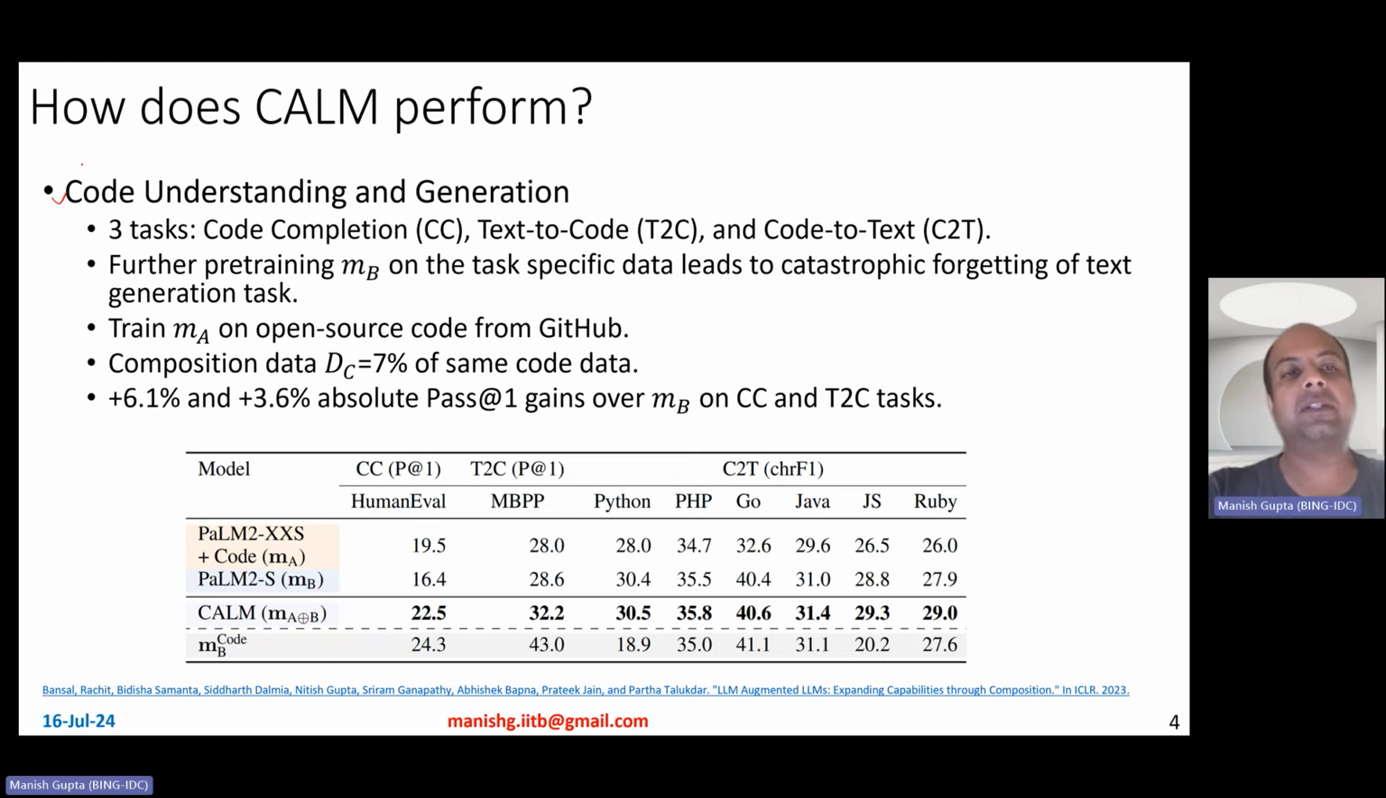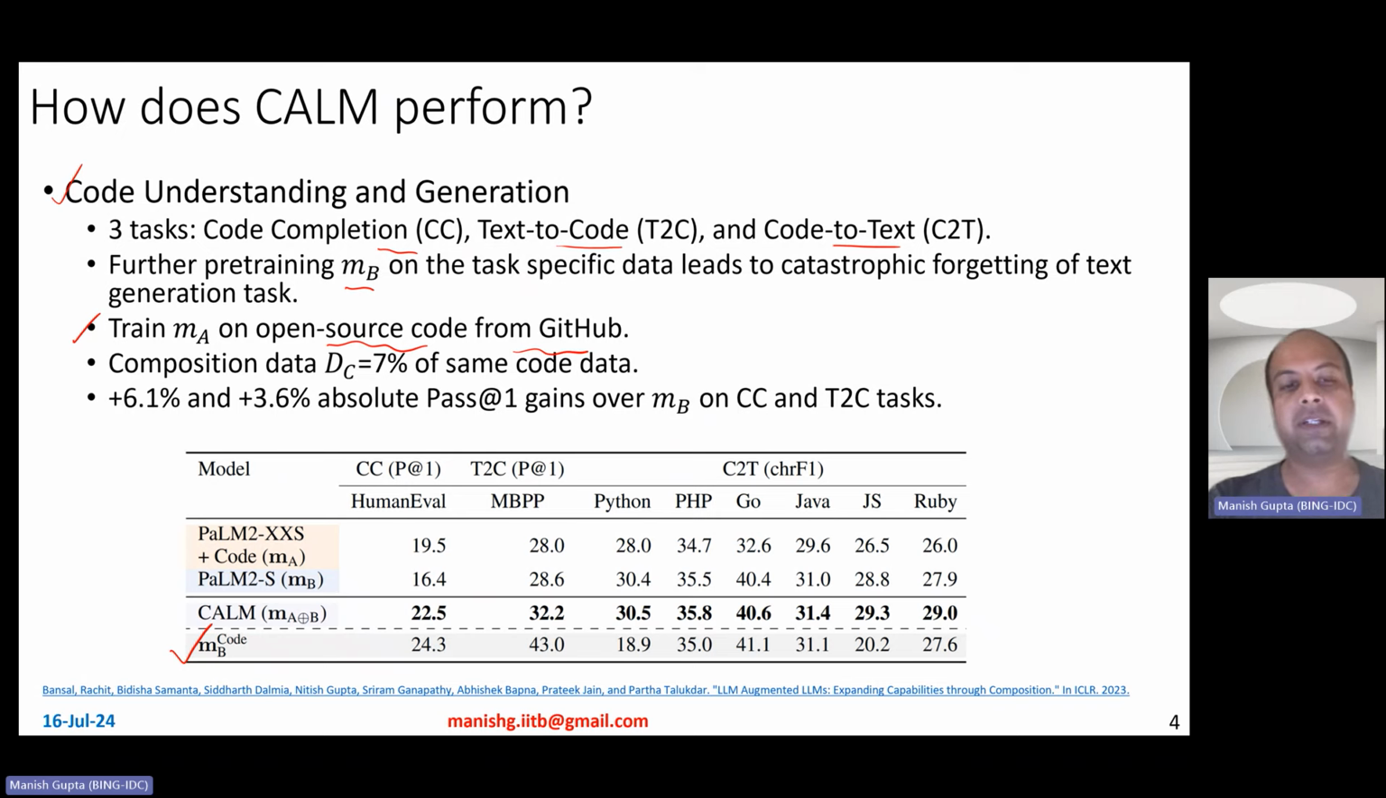The third task for evaluation is code understanding and generation, where they evaluate on 3 different tasks: code completion, text to code, and code to text. So they train the MA model on open source code from GitHub. They also do a similar kind of experiment where they train the MB model, further pre-train it with the same open source code from GitHub.